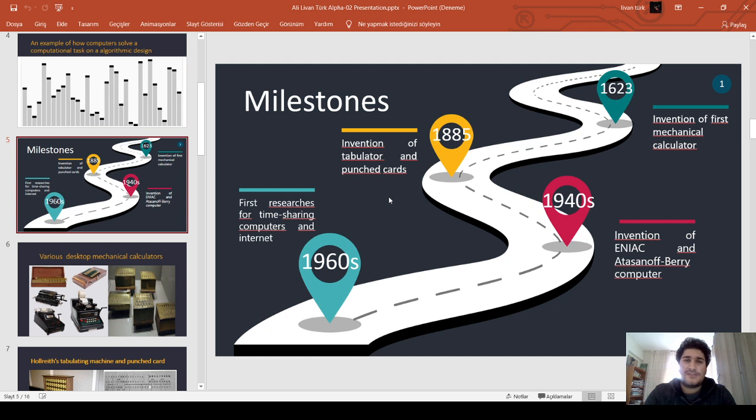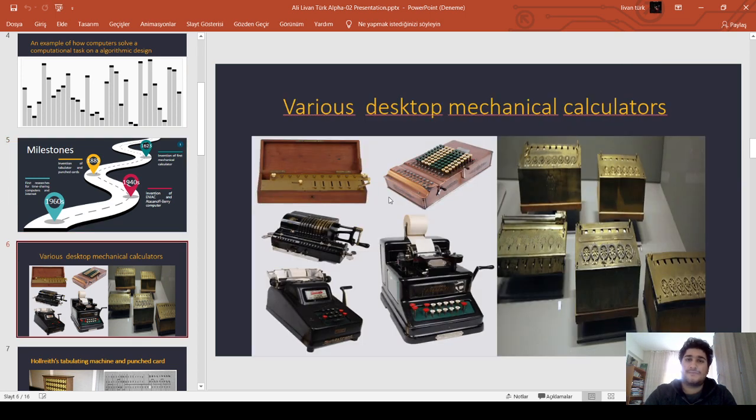And after 2 centuries and 50 decades later, we had our tabulator and its punched cards, a more technological version of a mechanical calculator. And after 2 more centuries, in the 1940s, we had ENIAC and the Atanasoff-Berry computer, which we can name as the fathers of the computer. And in the 1960s, the first research on time-shared computers and the internet was started. These are, I think, the most important milestones for computer science.